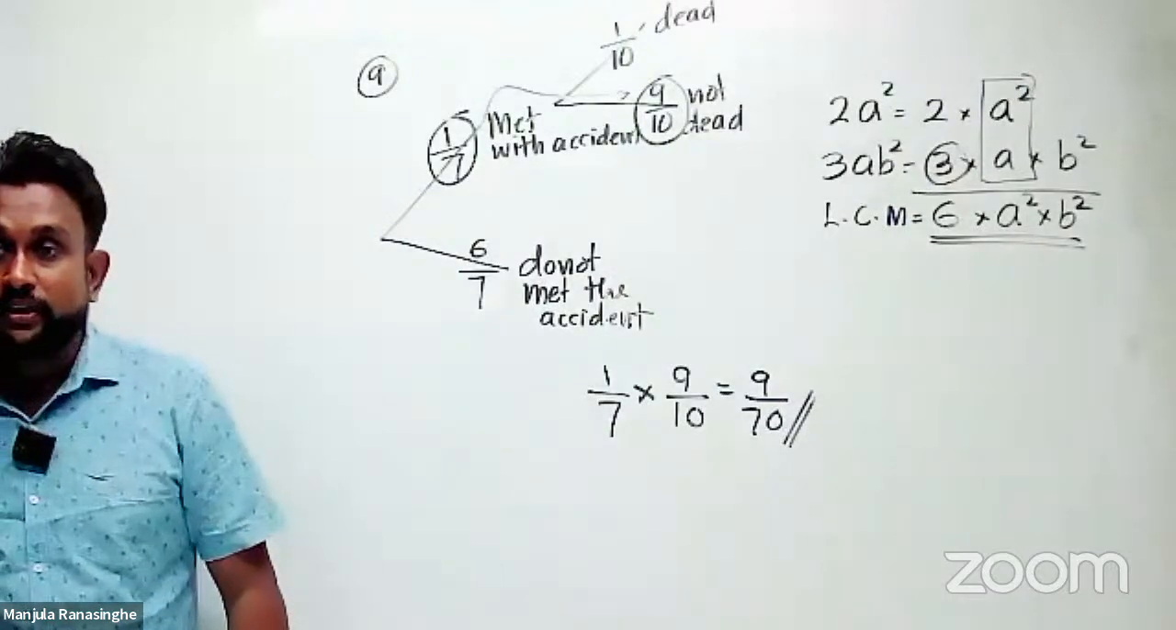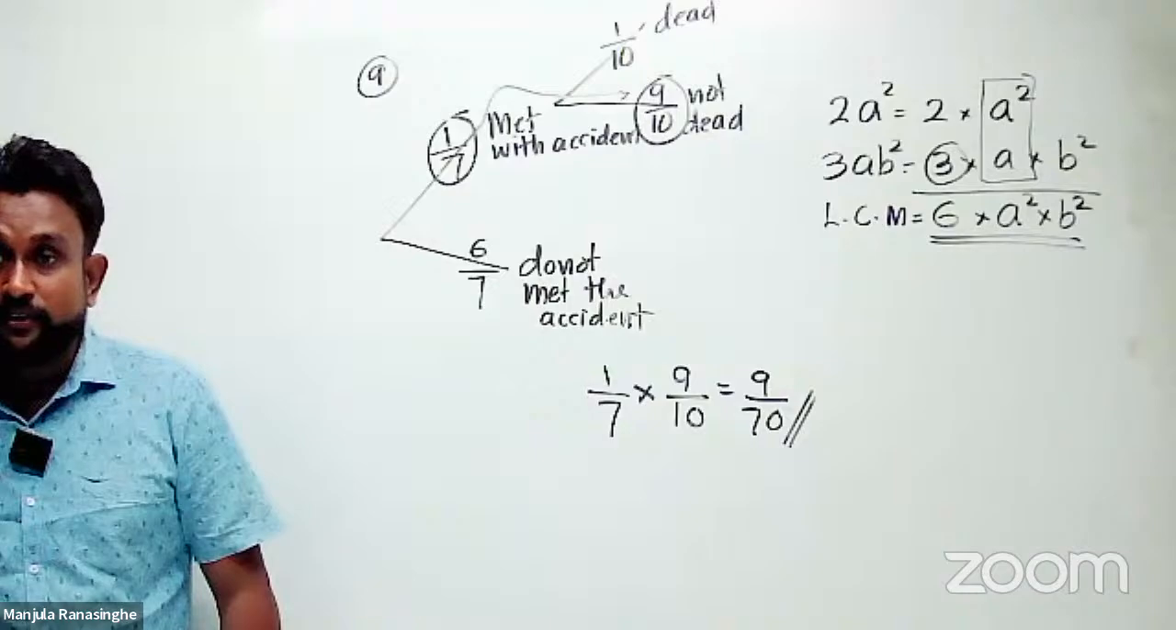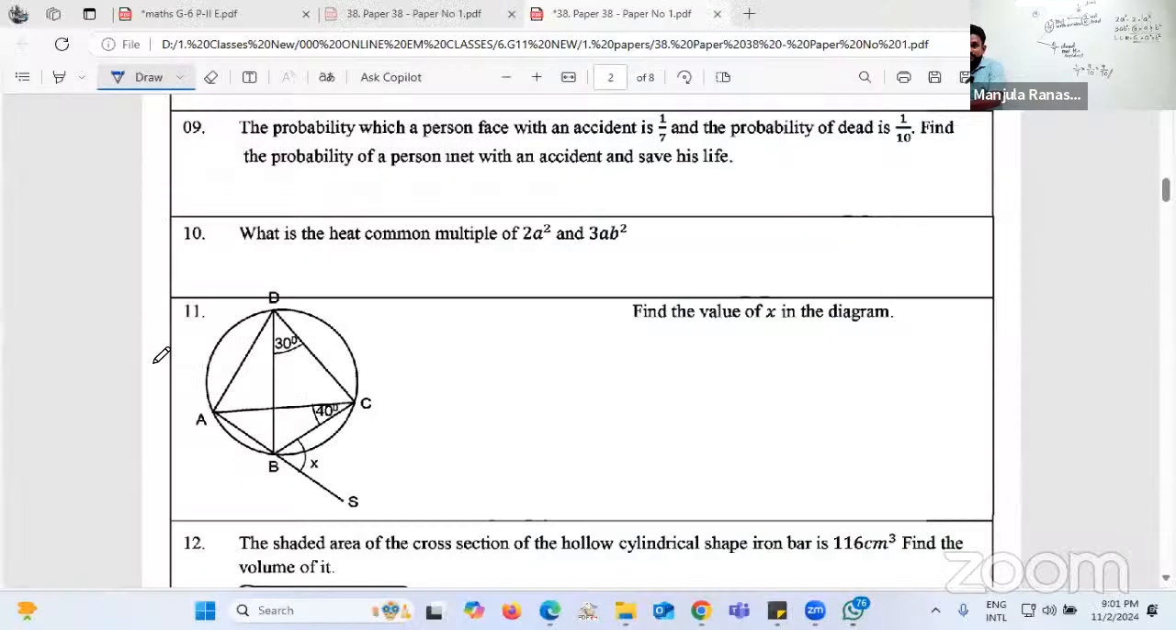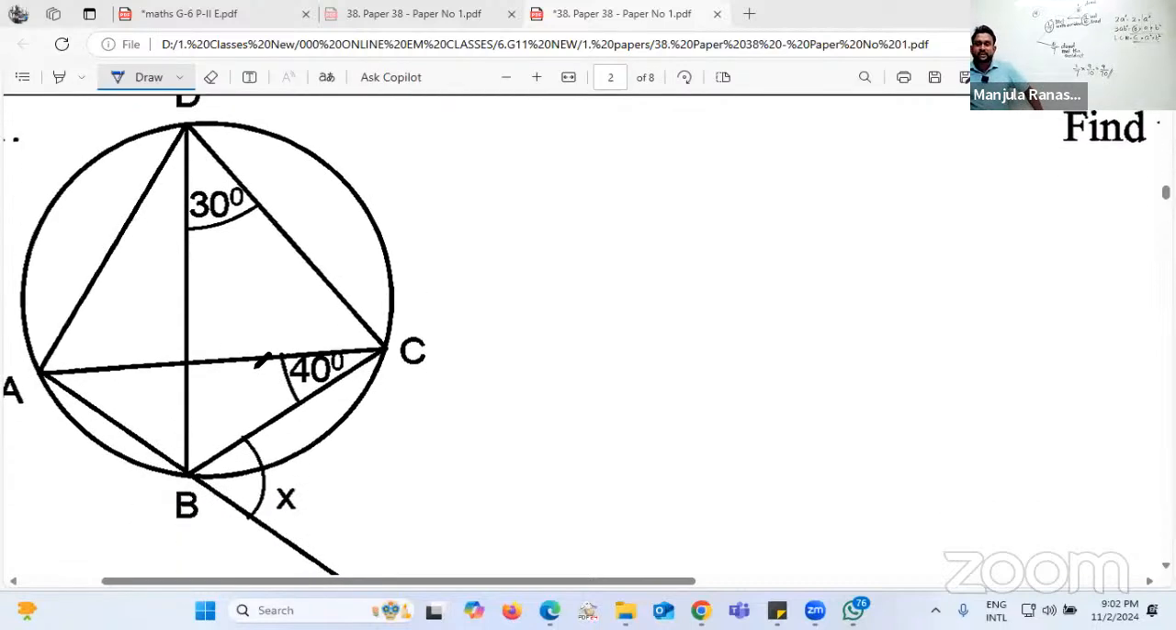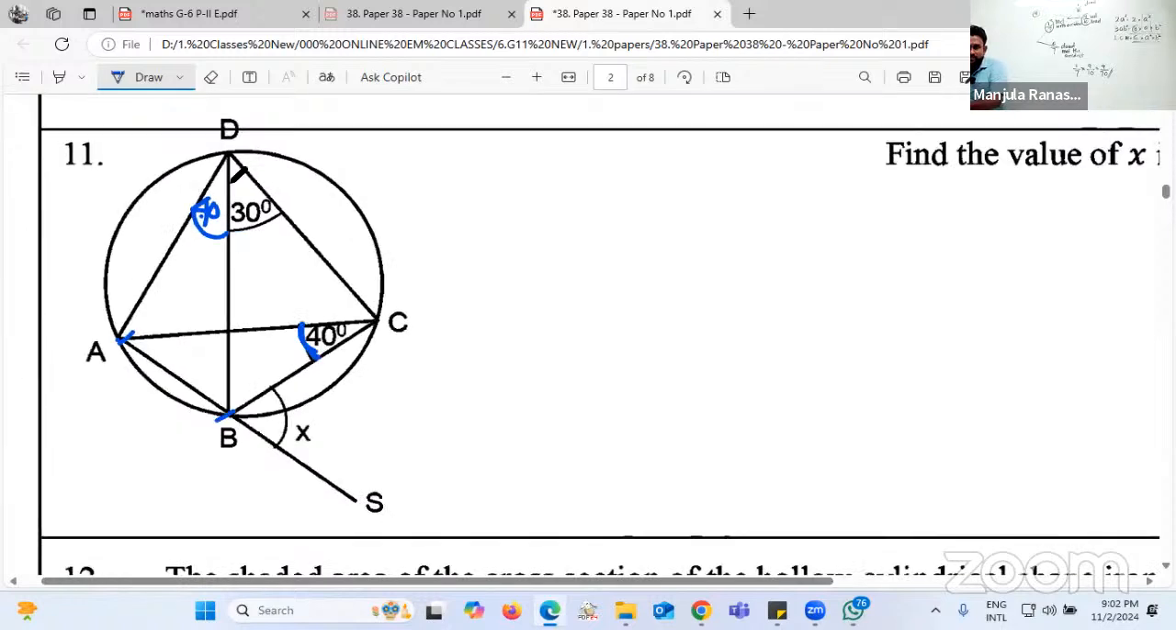Now I move to the next question, which is on the screen sharing. Now they are asking to find the value of x, right? See there, when you see the same segment, this is 40 there. Then AB is a chord. From the chord, you can see the angle subtended at the circumference is 40. Similarly, you can see the subtended angle at D is also 40. Then here also 40 and here also 40. Now you can see the cyclic quadrilateral theorem. ABCD is a cyclic quadrilateral.